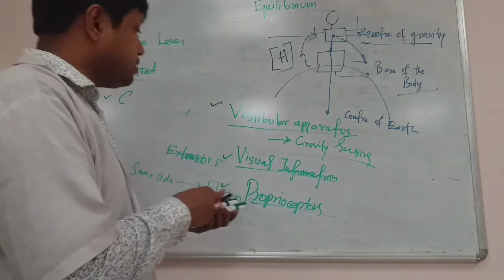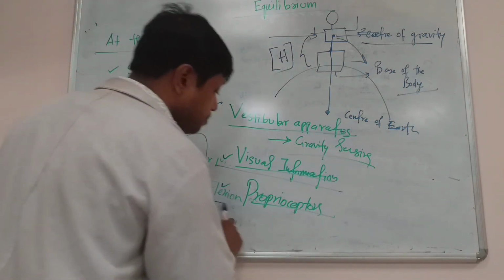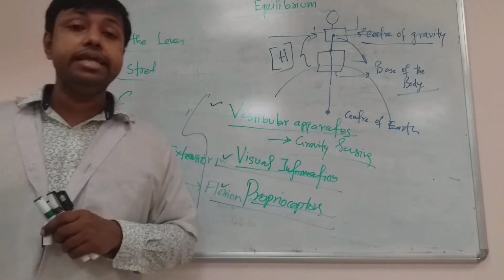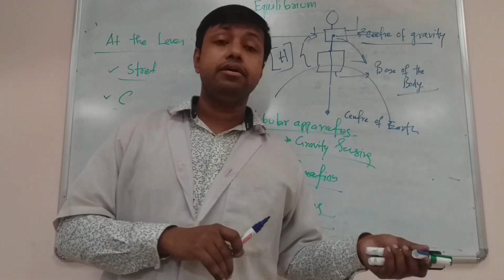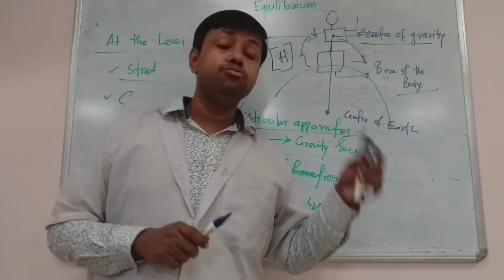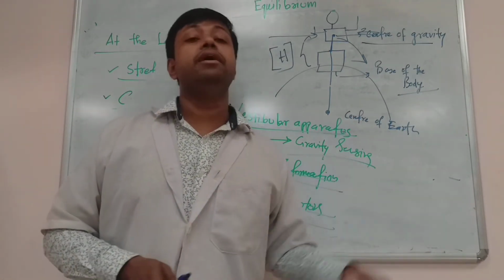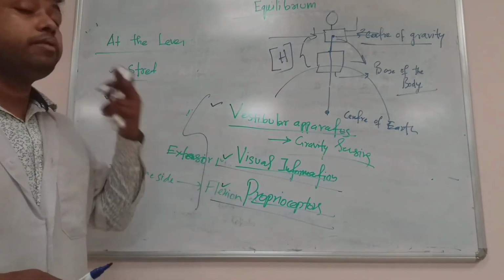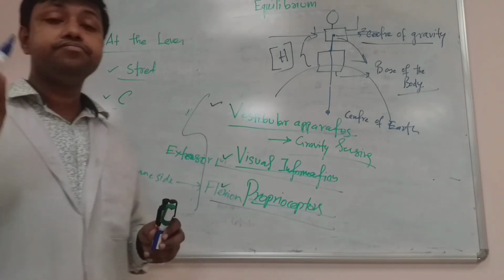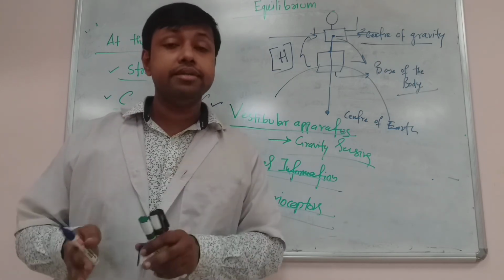Now all these sensations by the vestibular apparatus, by the visual information, and the proprioceptors in joints, muscles, and all those structures will be integrated and carried to the level of the cerebellum and vestibular nuclei of the brain, where they will be analyzed, and ultimately they will stimulate the groups of muscles which are responsible for prevention of fall or destabilization from the equilibrium point. Can you understand? All these structures will play an important role in stimulation of a group of muscle contractions, which ultimately helps in maintenance of equilibrium.